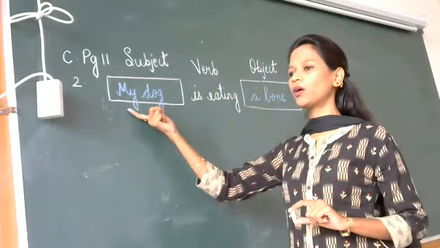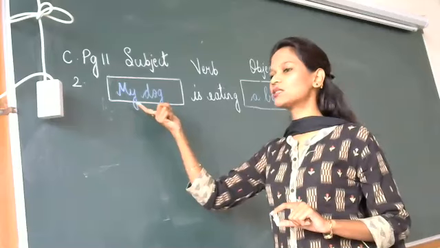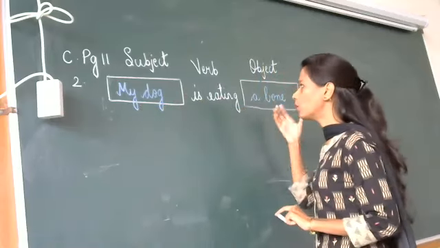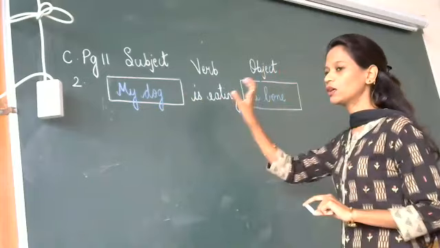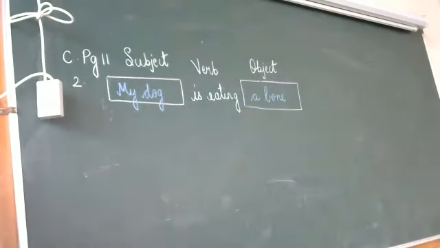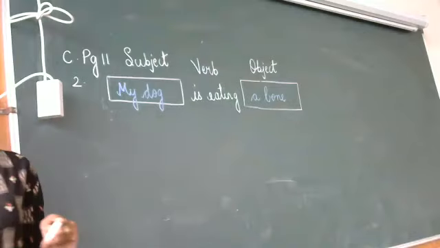Now I have written my own. I have written it as my dog. My object is eating a bone. Bone is my object. The verb is already given there. So I just need to write the subject and the object.